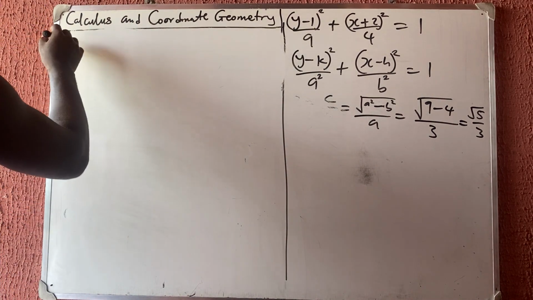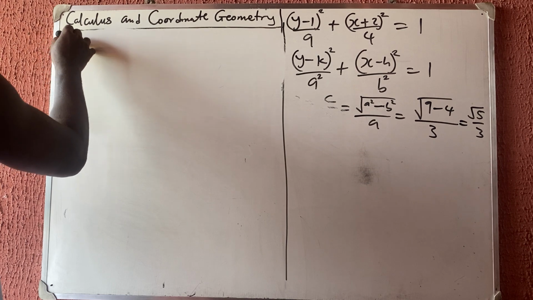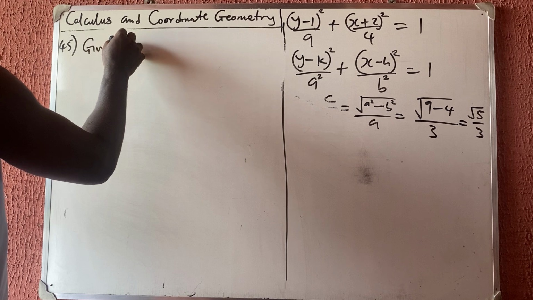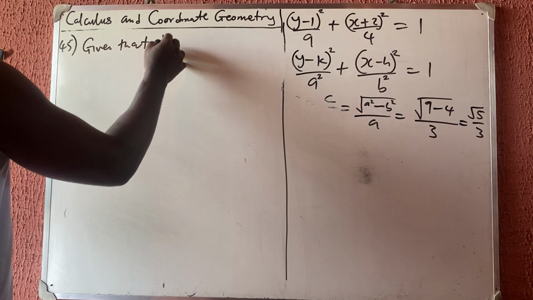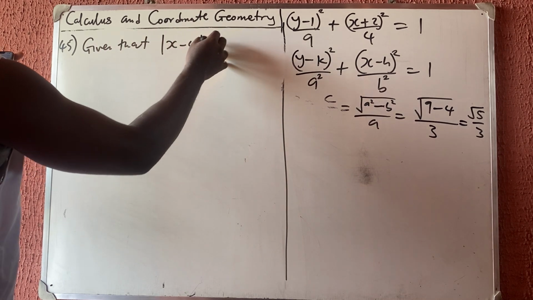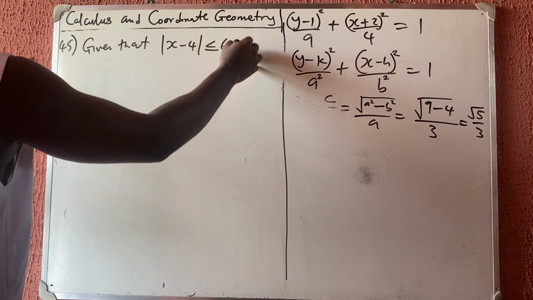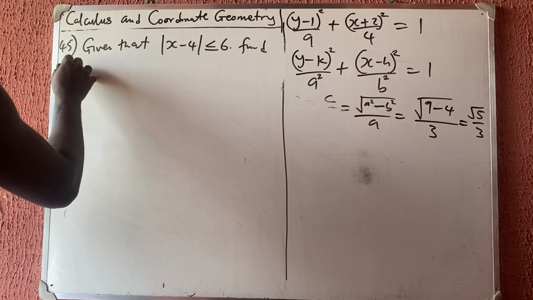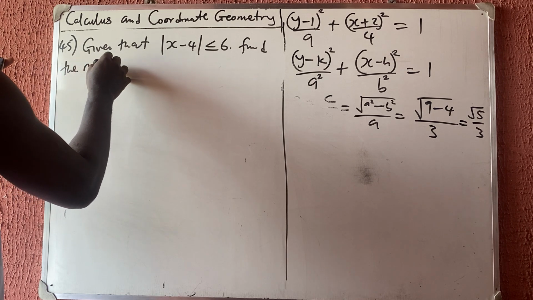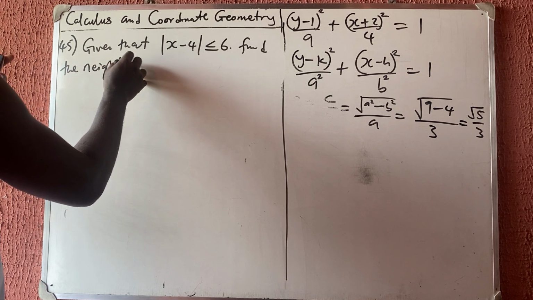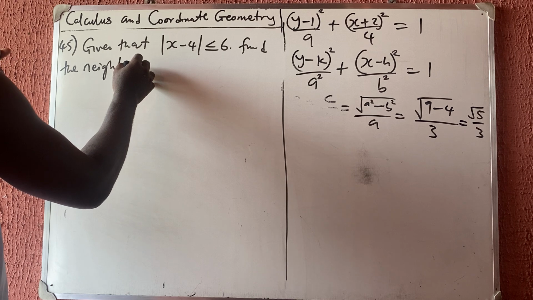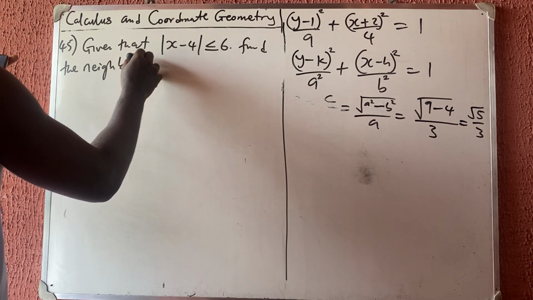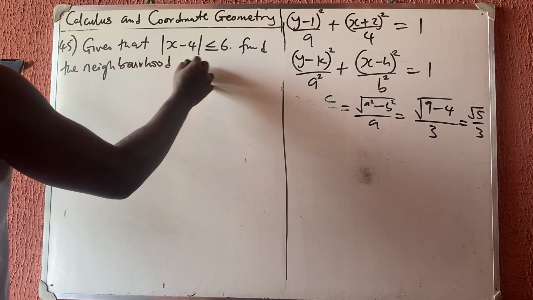So now question number 45 said that given that the absolute value of x minus 4 is less than or equal to 6, then find the neighborhood of x.